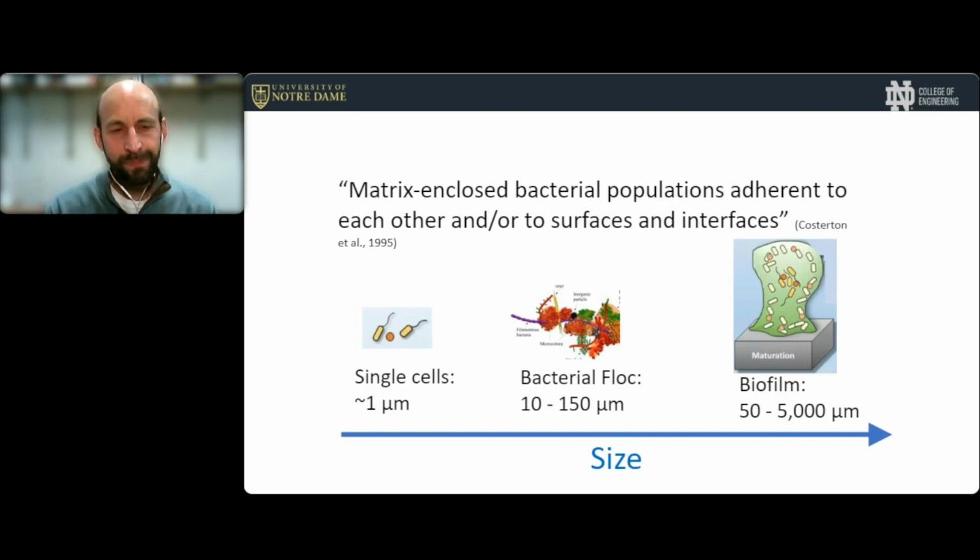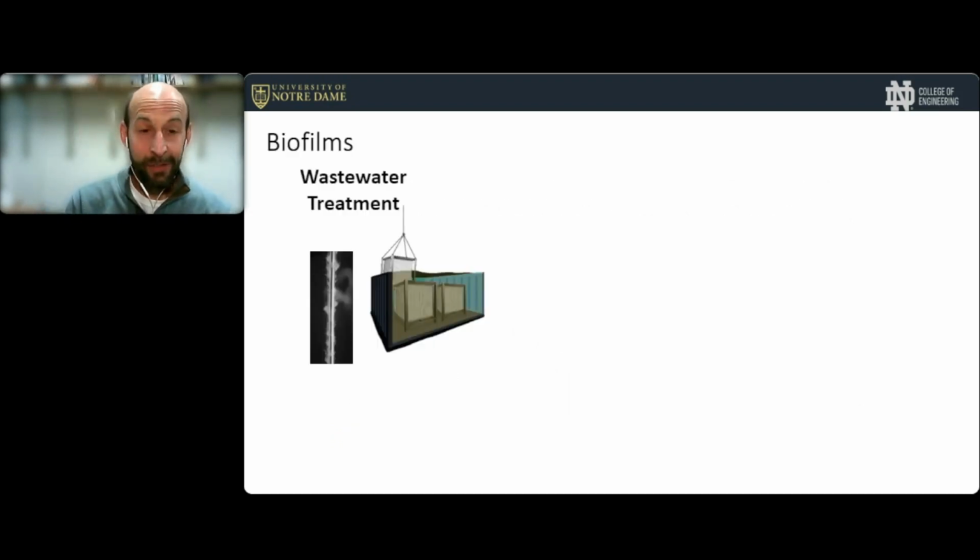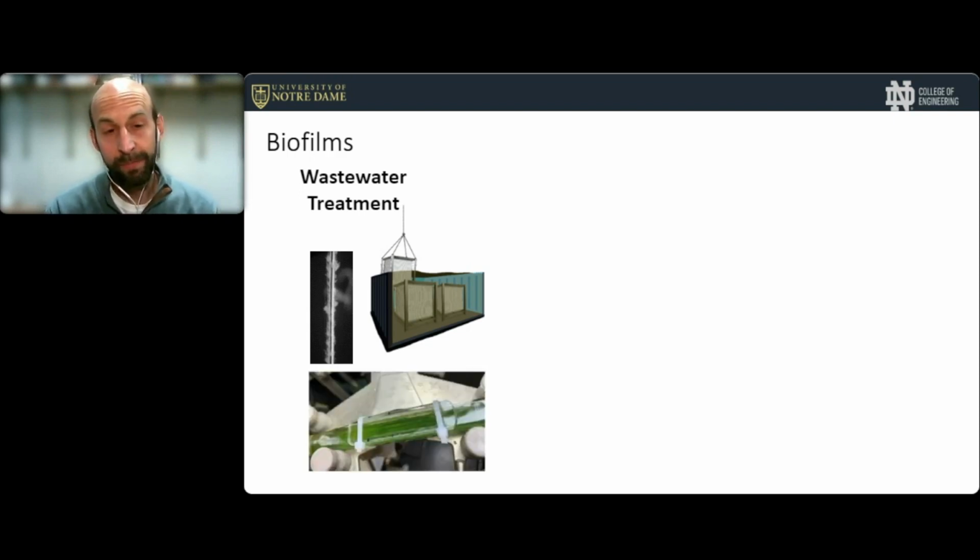Okay, so why do we care about biofilms? Well, in the environmental engineering field, they're very important. Biofilms are often used for wastewater treatment processes. And of course, I'm very interested in membrane aerated biofilm reactors, and this is an example of one here. You can also have different types of microbial communities. On the bottom, I'm showing some algal biofilms.